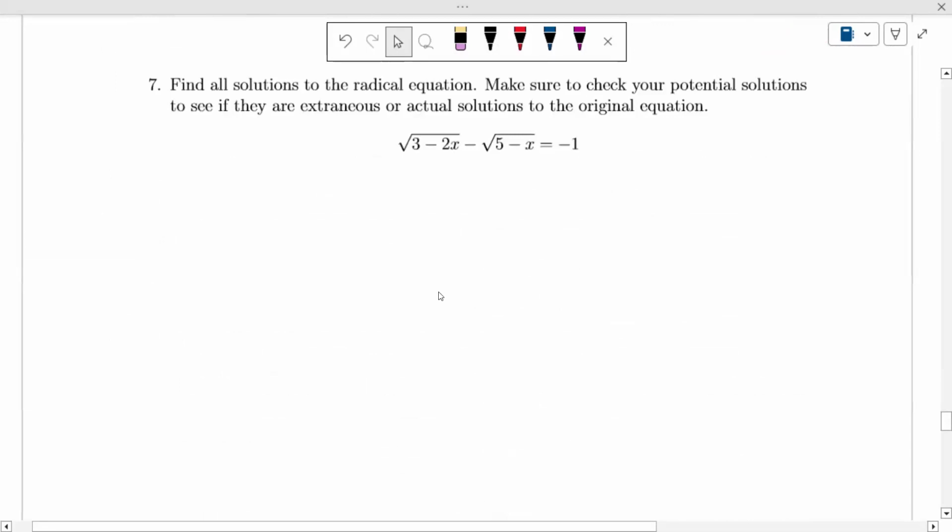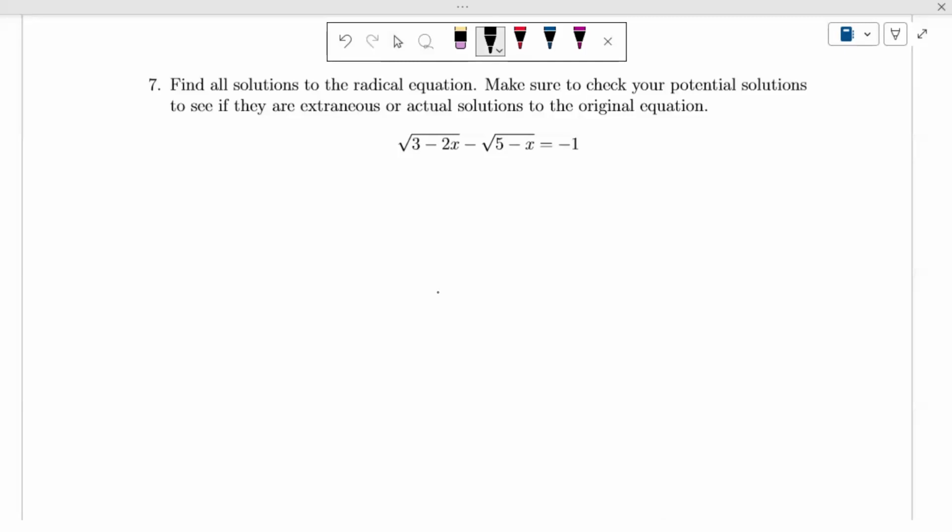All right, so now we have a radical equation. We need to somehow get rid of the radicals in order to solve this thing, which means we're going to be squaring both sides of the equation. I like for there to be only one radical on a side of the equation, so since I have two radicals on this side, I'm going to move one of the radicals onto the other side.